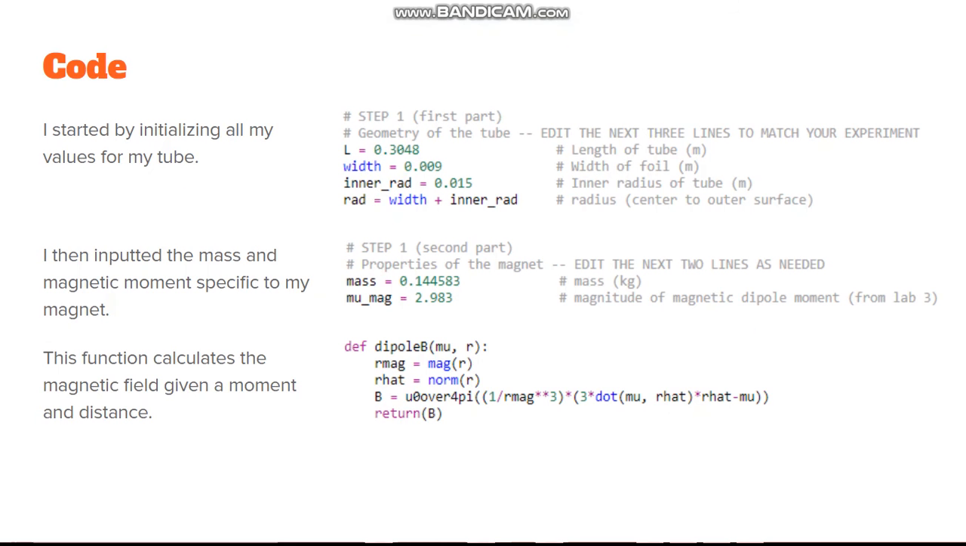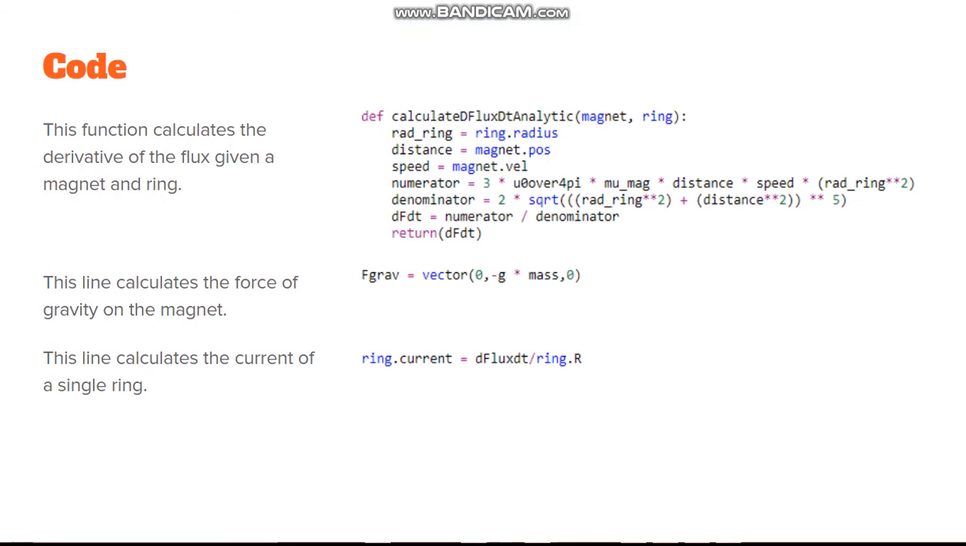Now into the actual code. So I started by initializing all my values for the tube, and then I inputted the mass and magnetic moment specific to my magnet, and this function calculates the magnetic field given a moment and a distance. This function calculates the derivative of the flux given a magnet and ring, and this line calculates the force of gravity on the magnet, and this final line calculates the current on a single ring.